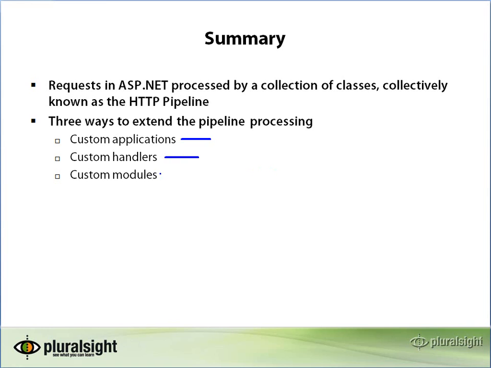And then finally, we looked at modules, custom modules. How do you build a class that can intercept or add handlers for all of the application level events that we looked at, but not be housed in a global ASAX file, instead be built in a separate class definition, which you could deploy as an independent assembly and conceivably apply across all applications on a single machine. So hopefully that gives you some ideas of how you can tap into the pipeline and also how requests are processed in general in ASP.NET.